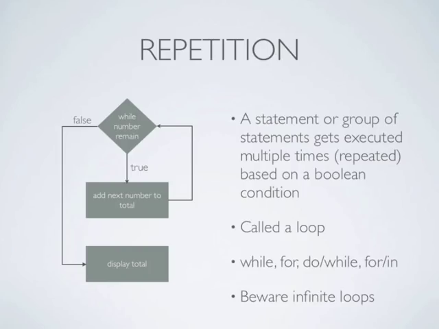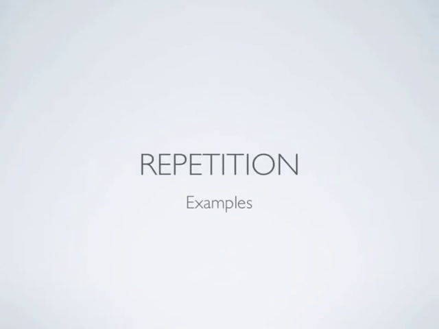For example, while there are numbers remaining, we take the next number and add it to the total. We then go back and say if there are more numbers still remaining, add that one to the total. We keep doing that over and over again until eventually we run out of numbers to add to the total. When it's true that we've run out of numbers, the condition becomes false, and we then go on at that point and display the total. Now let's take a look at some actual repetition examples.